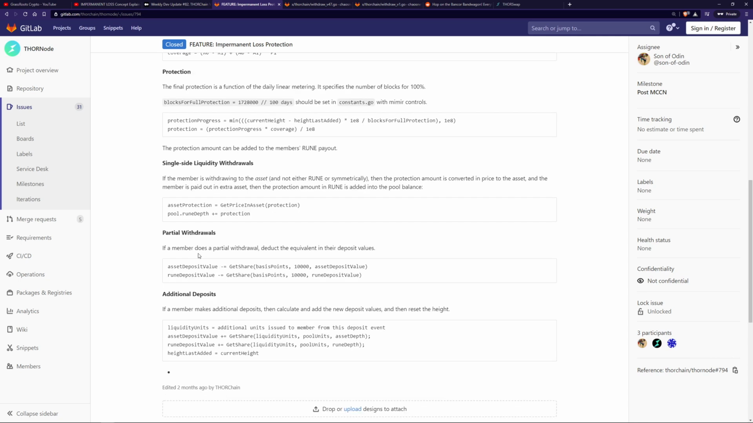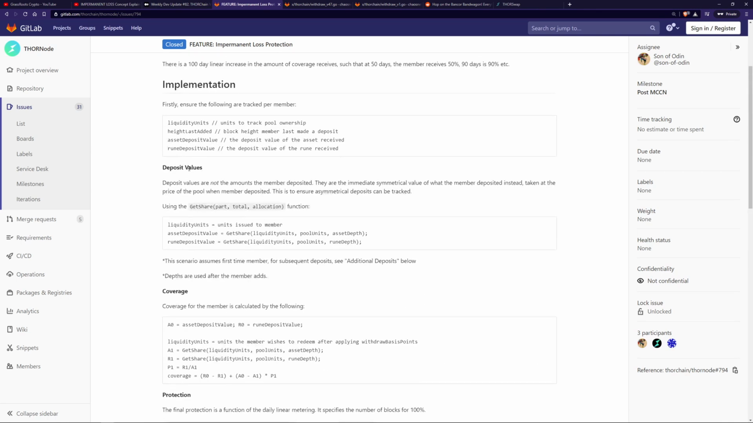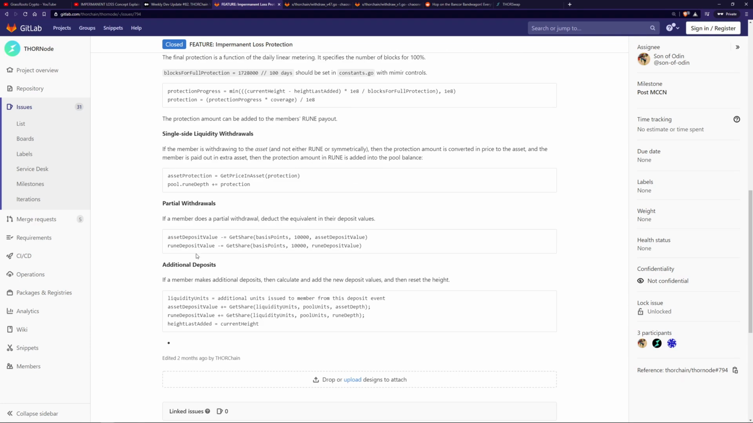Lastly, just talking about partial withdrawals. So essentially, you're going to be reducing your asset deposit and value that you put in when you did a deposit here. It doesn't change the block height or reset the counter or anything like that. It just reduces how much liquidity you provided in the calculation there. Okay, so it's just some things to think about and some additional points.